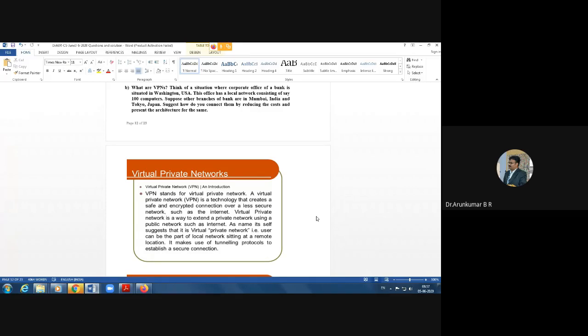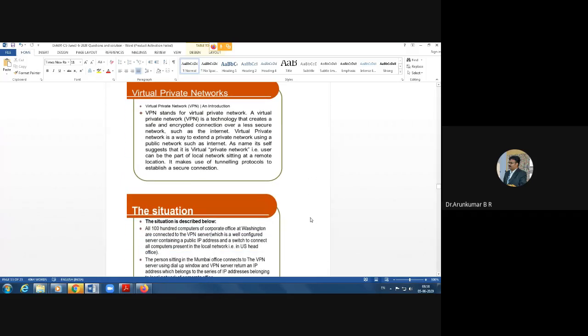A virtual private network is a way to extend a private network using a public network such as the internet. As the name itself suggests, it is a virtual private network, that is, a user can be part of the local network while sitting at a remote location. It makes use of tunneling protocols to establish a secure connection.